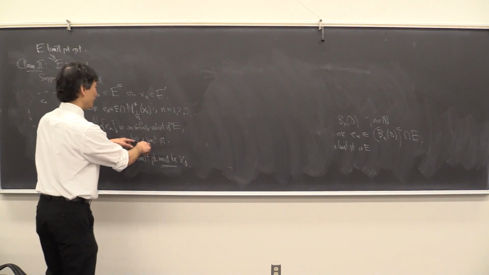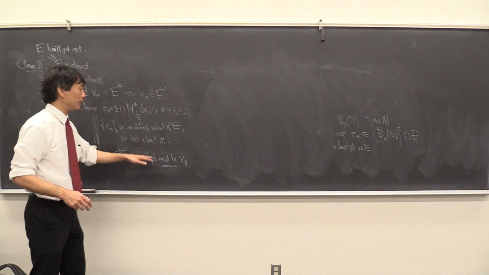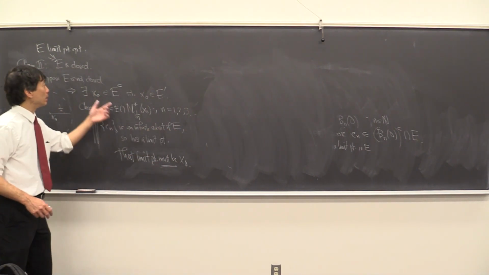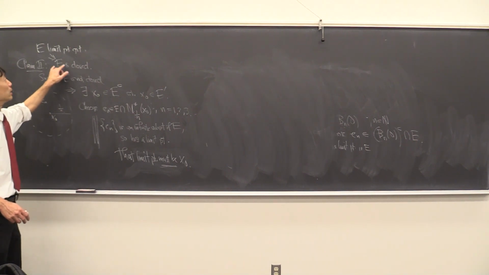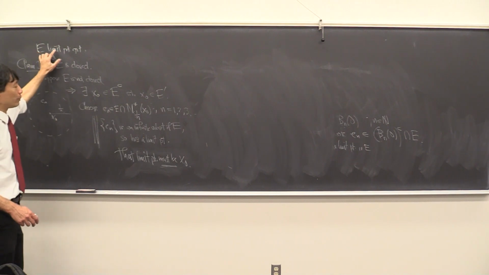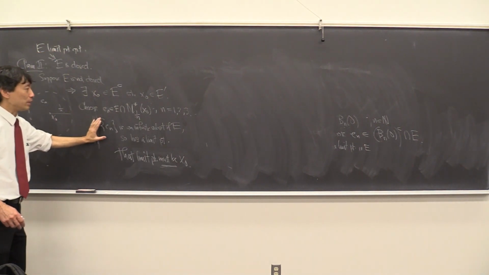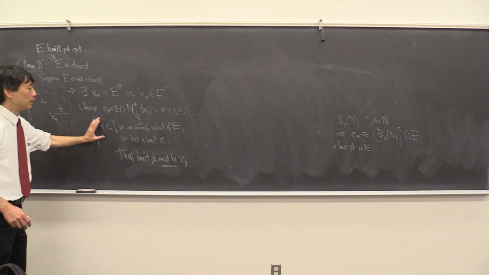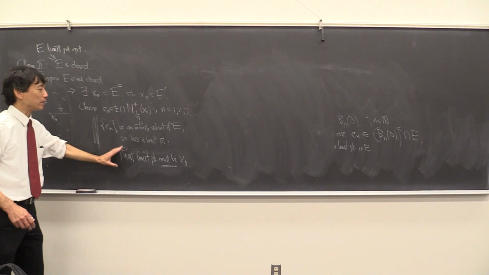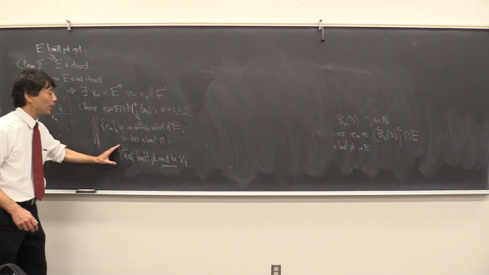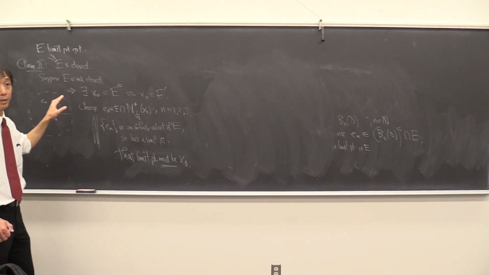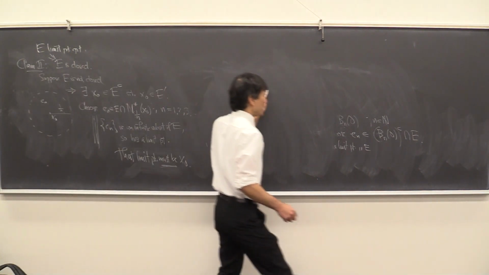But if x naught is the only limit point of this set, then it must lie in E, because E was limit point compact, right? So E was limit point compact. We constructed an infinite subset of E, and we say that x naught is the only limit point of this, and so x naught must lie in E. Okay, so contradiction.